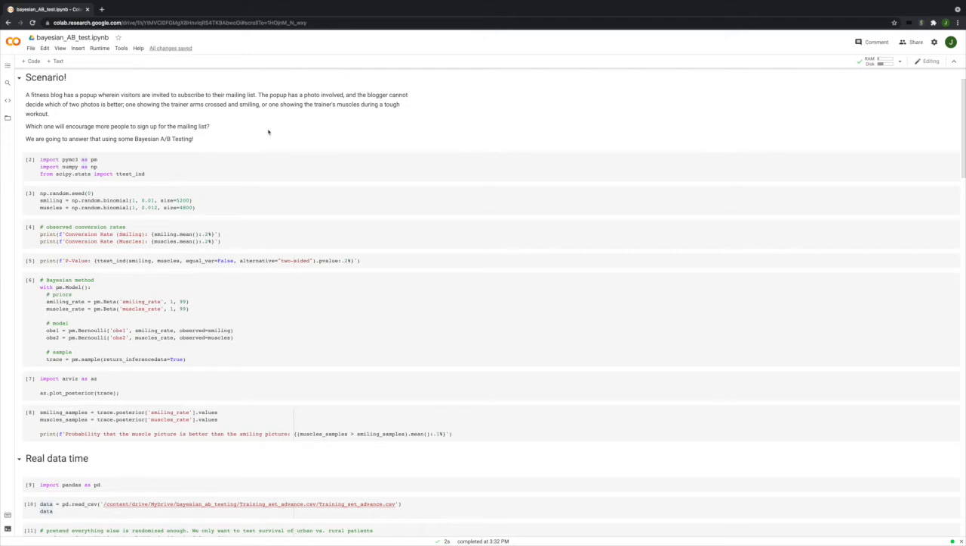We have two possible pictures to put in the pop-up. One is going to be the trainer with his arms crossed and smiling, and the other one's going to be the trainer showing off his muscles. And we want to know which one is going to get more people to sign up for the mailing list. And we're going to use Bayesian A/B testing for that.